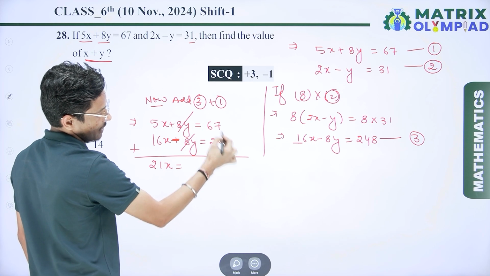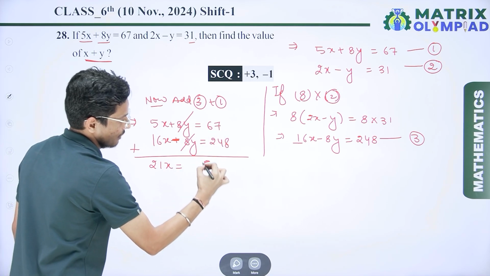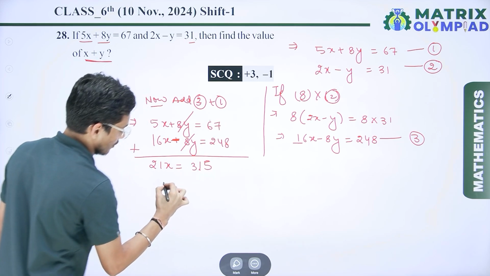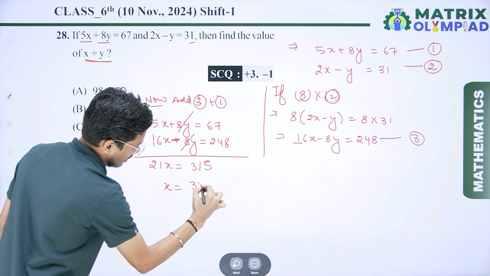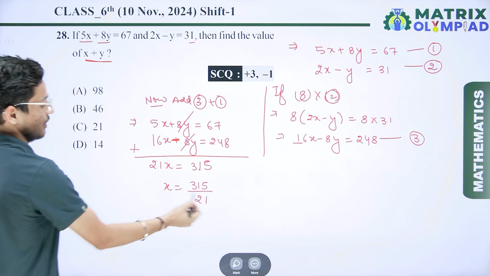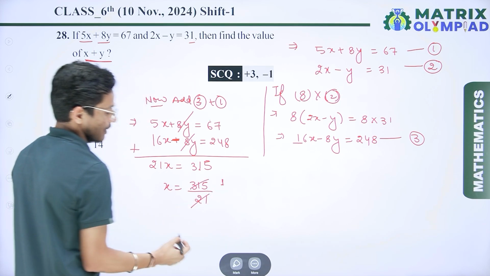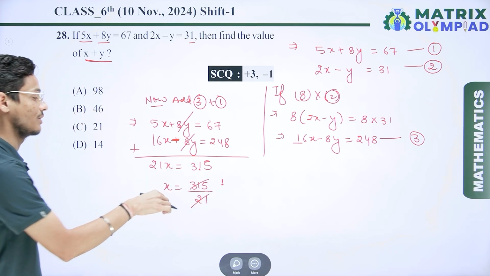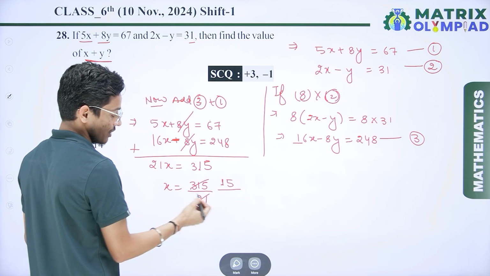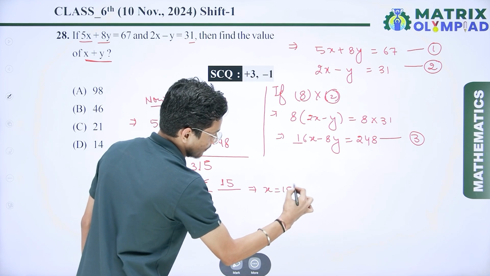So if I add here, 8 plus 7 is 15, 5 carry 1, 6 and 4 is 10 and 1 is 11, carry 1, and 3, so 315. The value of x is equal to 315 divided by 21. So now if I simplify here, 21 times 1 is 21 and the remaining 10 and bring down 0. So 21 times 5 is 105, and 21 times 15 is 315. So here the value of x is equal to 15.